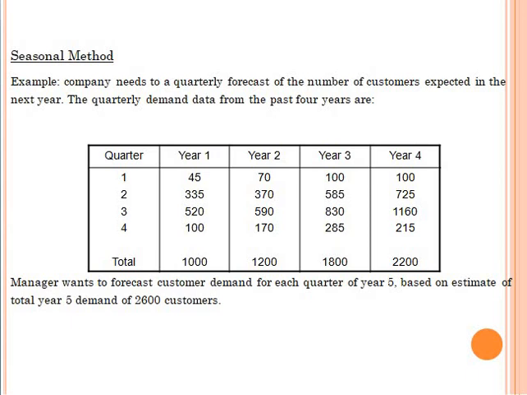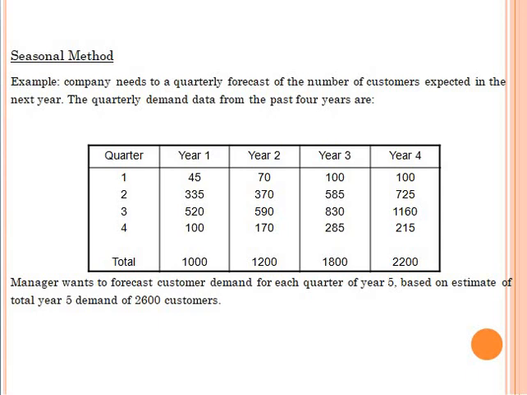Here in this example, we have a company that needs to know the quarter forecast of the number of customers expected in the next year. I want to know the number of customers in each quarter. We know that the year is subdivided into 4 quarters, so the quarter is a period of 3 months. So here I have the quarterly demand for the past 4 years. So in the first year, for the first quarter, the demand was 45. In the same year, for the second quarter, it was 335, and so on.